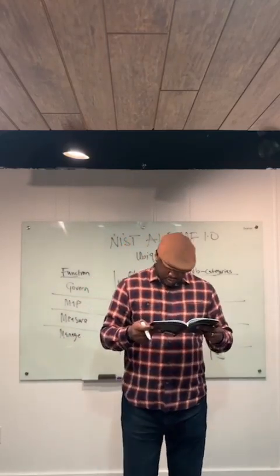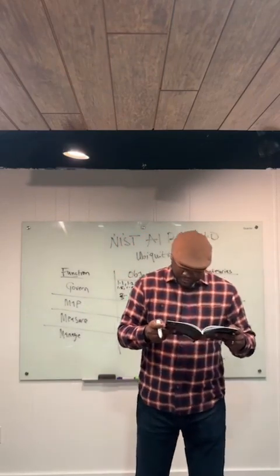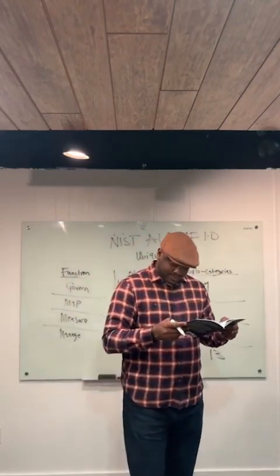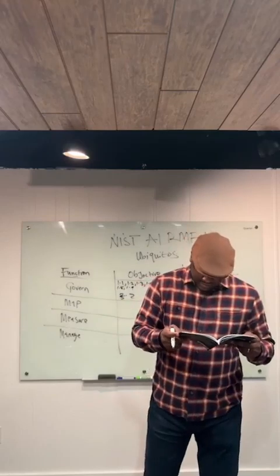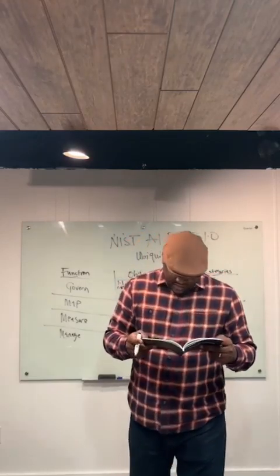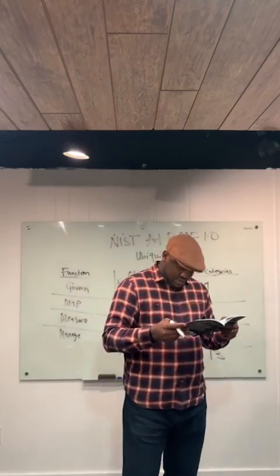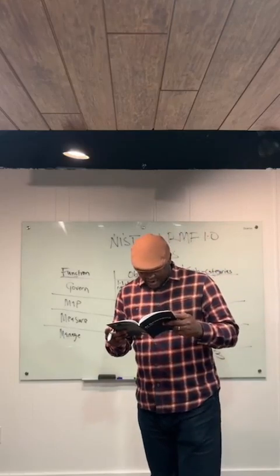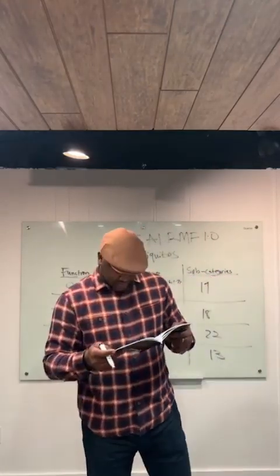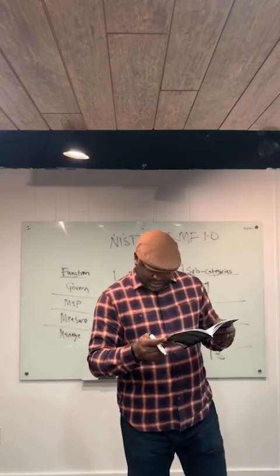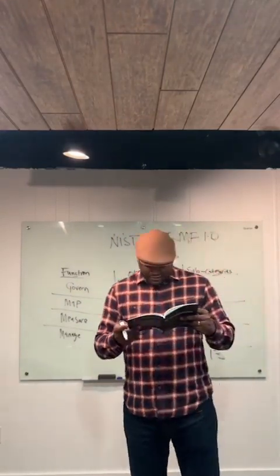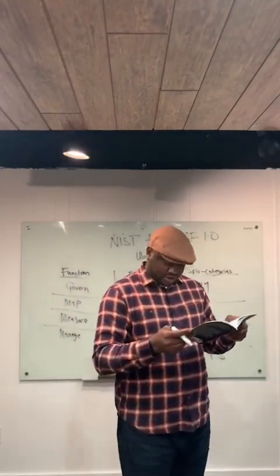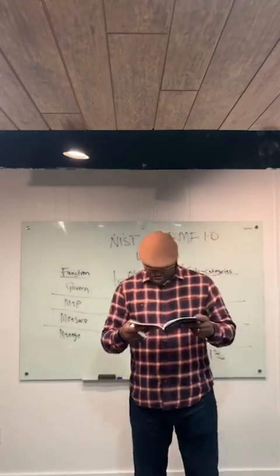Okay, let's continue from 1.5. Ongoing monitoring and periodic review of the risk management process and its outcome are planned. Organizational roles and responsibilities are clearly defined, including determining the frequency of periodic review. Mechanisms are in place to inventory AI systems and are resourced according to organizational risk priorities. Processes and procedures are in place for decommissioning and phasing out of AI systems safely and in a manner that does not increase risks or decrease the organization's trustworthiness.